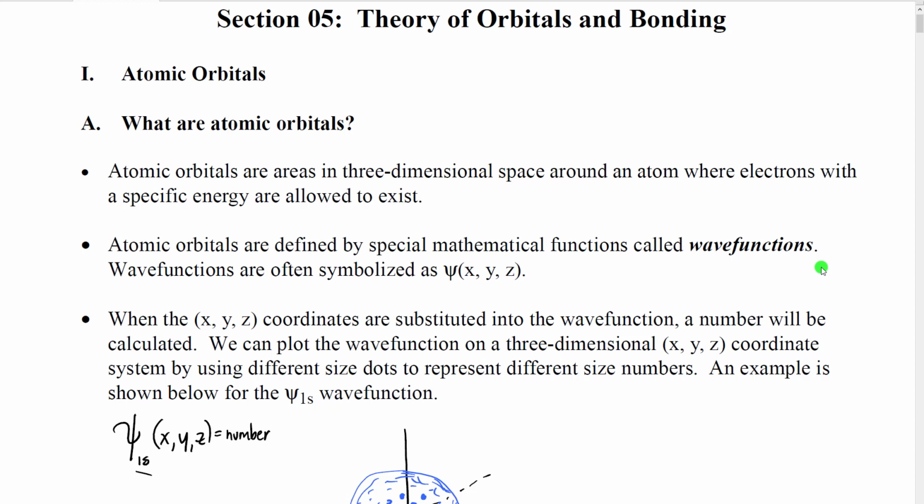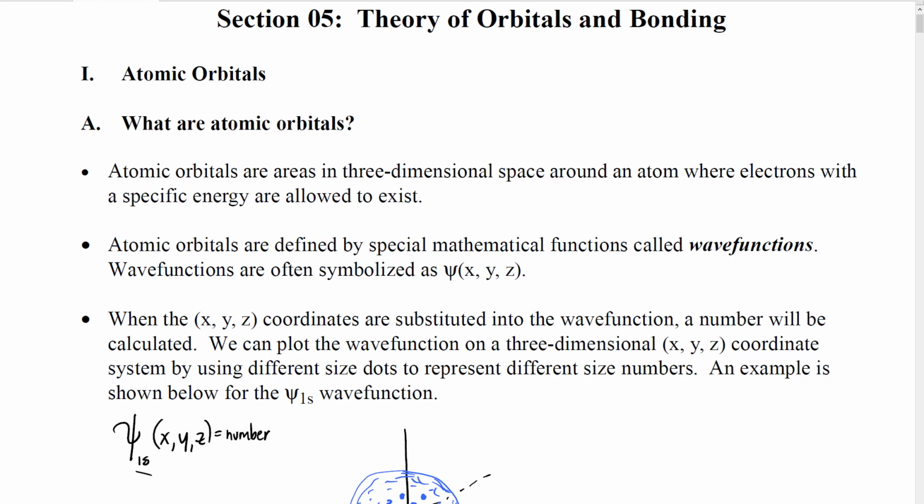Now, where do they come from? Well, atomic orbitals come from math functions. So scientists, when they were developing the quantum mechanics, came up with functions that plotted this relationship between the energy of an electron and the area where it's allowed to exist in space. And these functions were called wave functions.